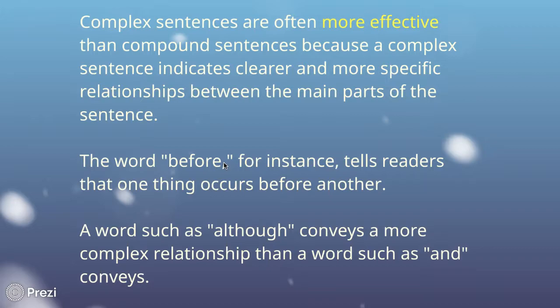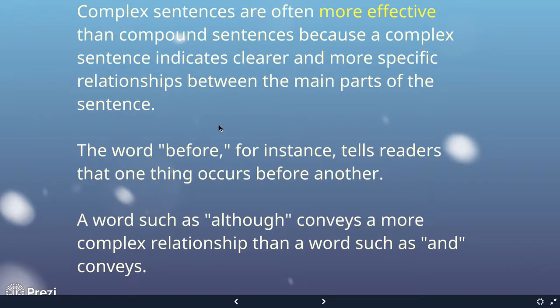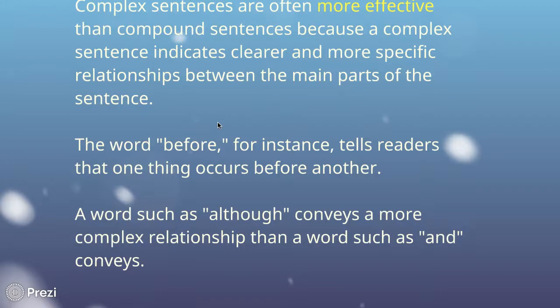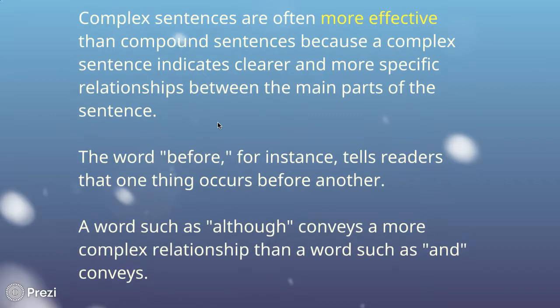The word before or after tells the reader one thing occurs at a different time than another. So, or, and doesn't necessarily do that. Maybe yet does to a certain degree. A word such as although conveys a more complex relationship than a word such as and would normally convey. So you get more options when you're going with a complex sentence. You can get the same ideas across, and it's usually not too difficult to change a compound to a complex sentence. But it's deciding which one is going to be the more precise or the most precise word that you would want to have.